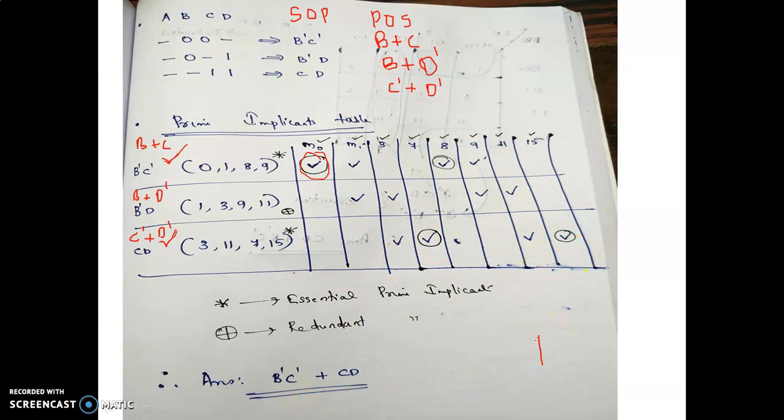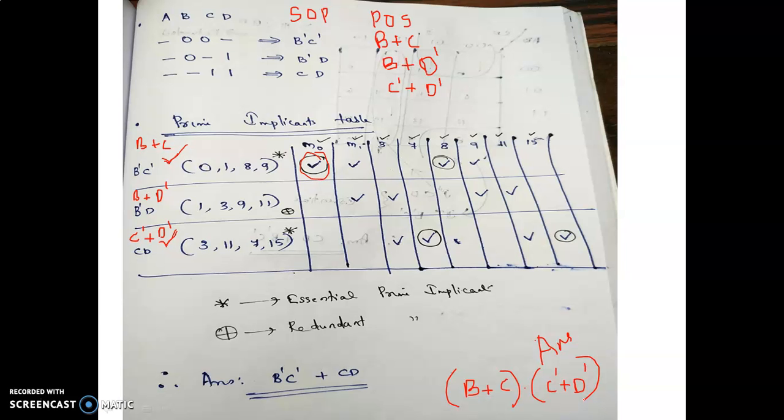If the question was to minimize POS, the answer will be B plus C. Actually, product of sums, isn't it? B plus C dot C bar plus D bar. Not C plus D bar, C bar plus D bar.